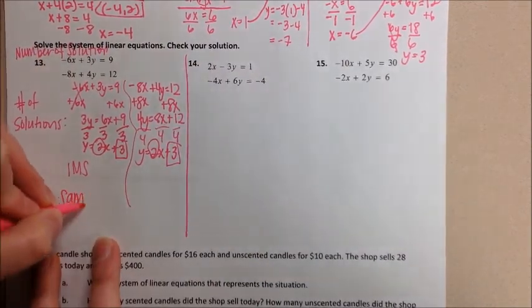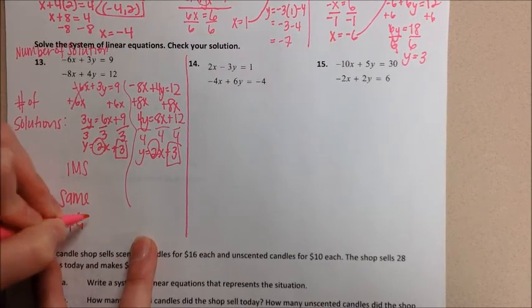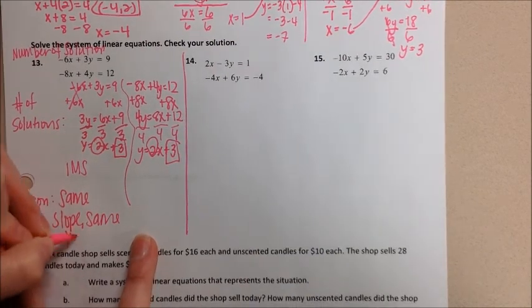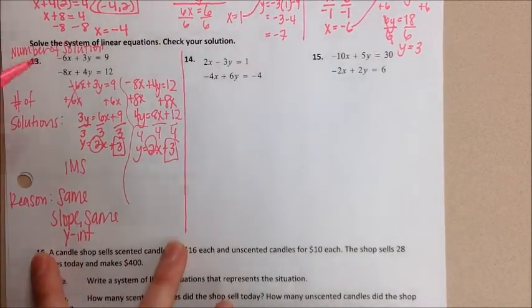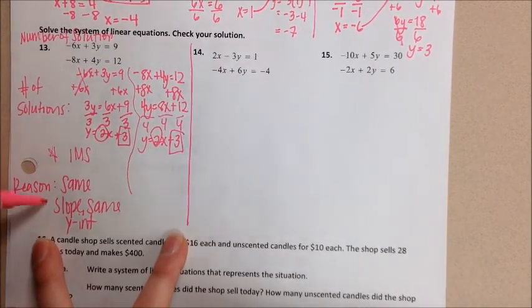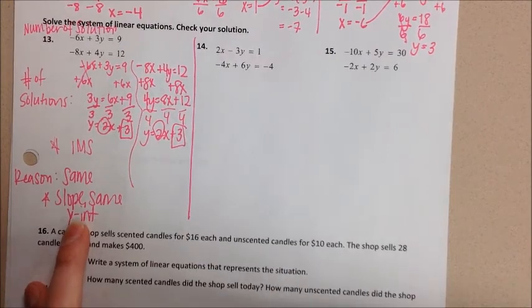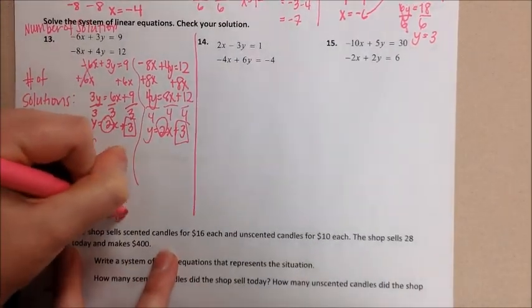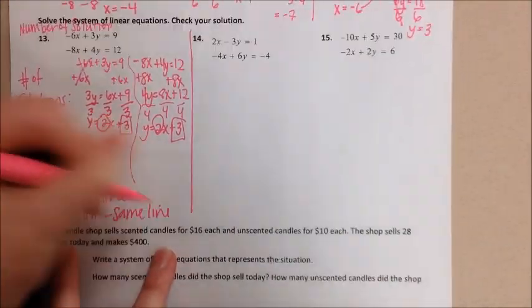Same slope, same y-intercept. So on your test, when you say infinitely many solutions, the reason would be same slope, same y-intercept, which means they are the same line.